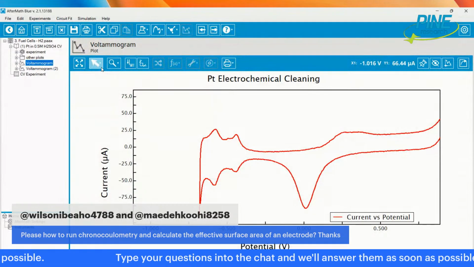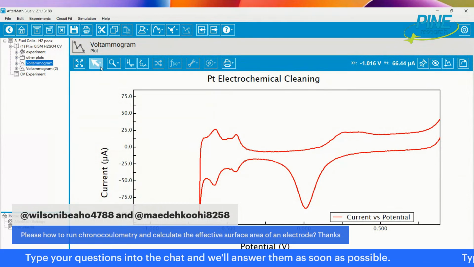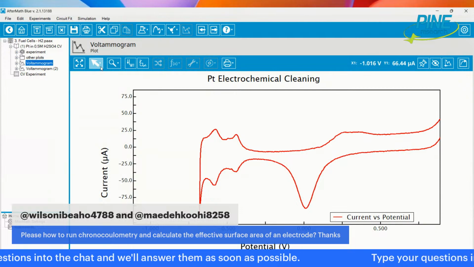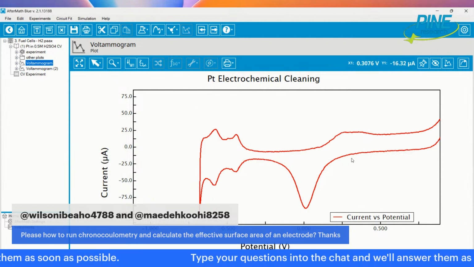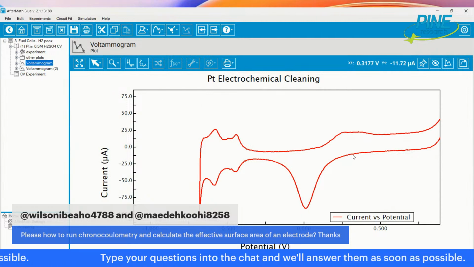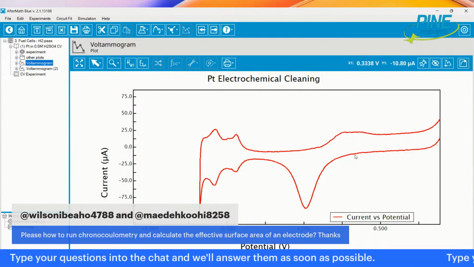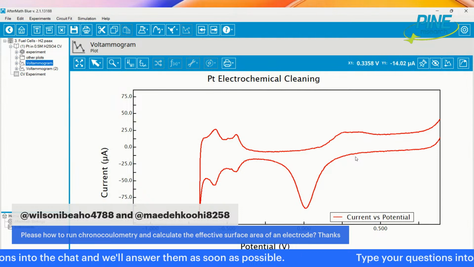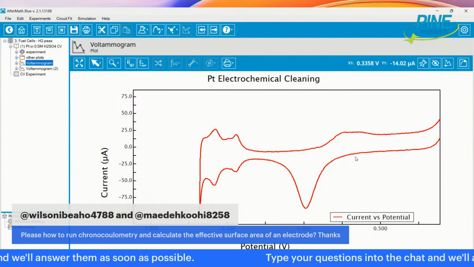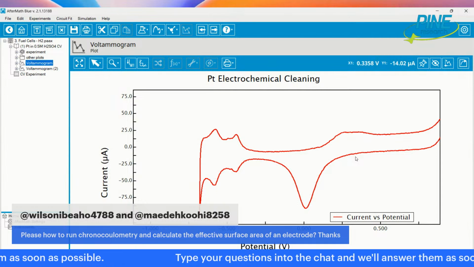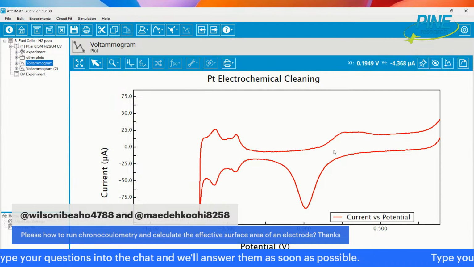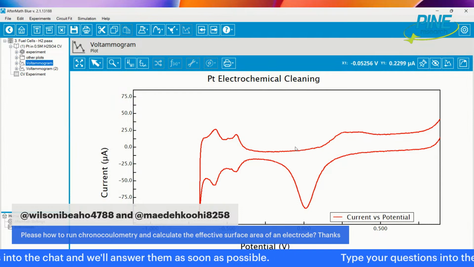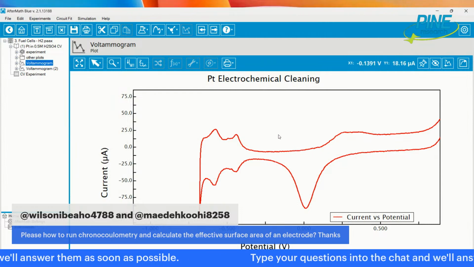Think about the name: chrono is time. Coulometry is aggregate charge, coulombs. So it's the amount of charge over time. When you set a potential, usually, and get a certain amount of current, you integrate that current over time, and you get the amount of coulombs at any particular moment in time. So that's just what's meant by chronocoulometry. It's kind of an analysis of chronoamperometry.